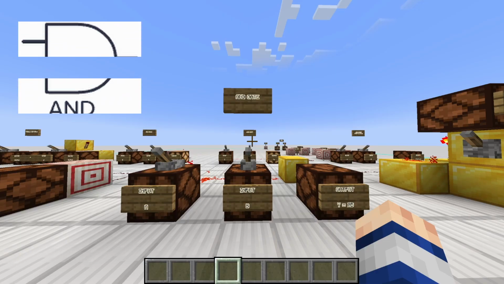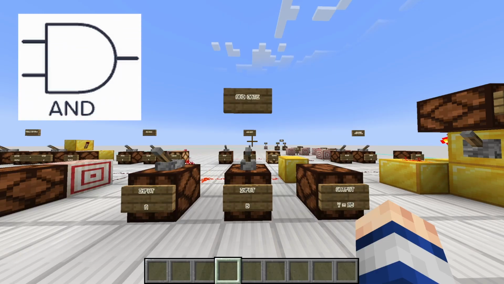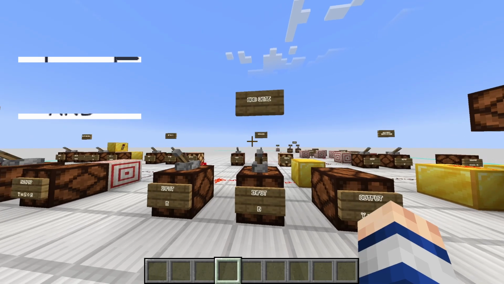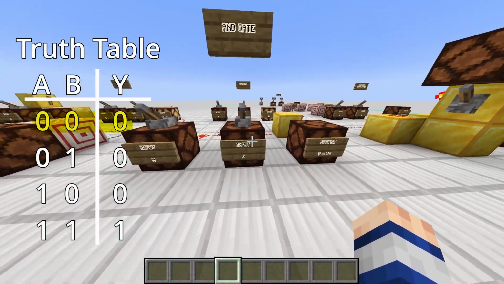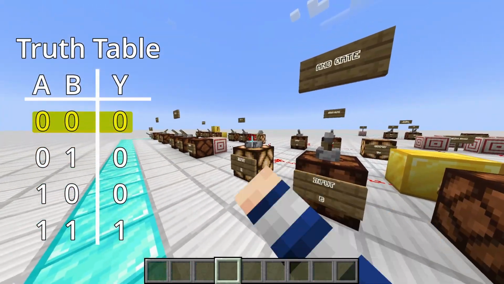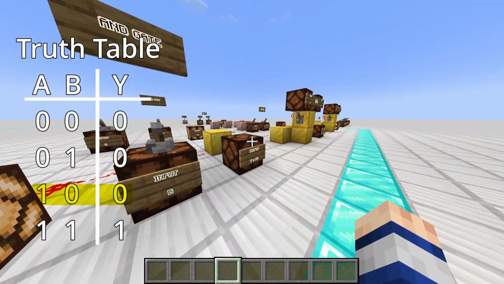Up next, we have the AND gate, and the AND gate is defined by having any number of inputs, just like the OR gate, but every single input needs to be high in order for the output to be high. So in this scenario, A is low, B is low, so Y is low. A is high, B is low, Y is low.